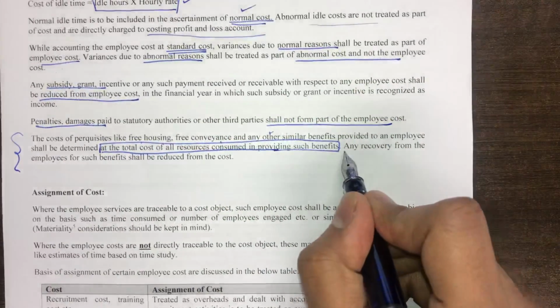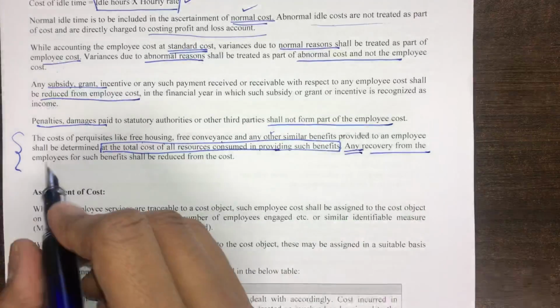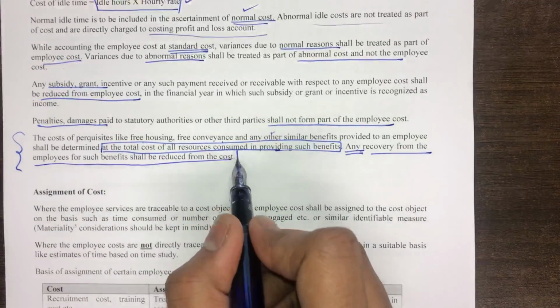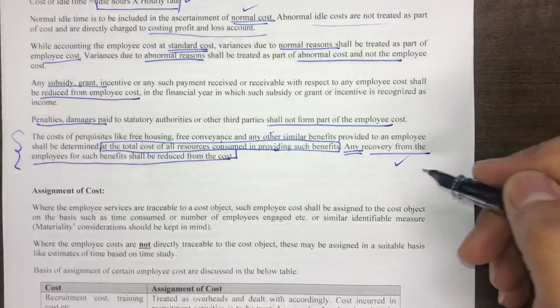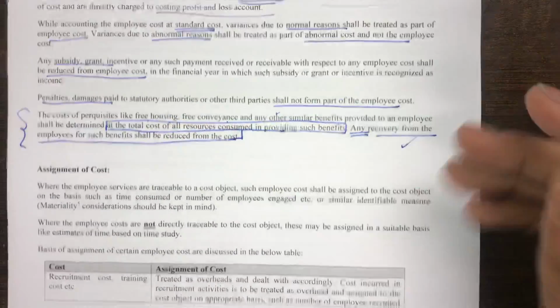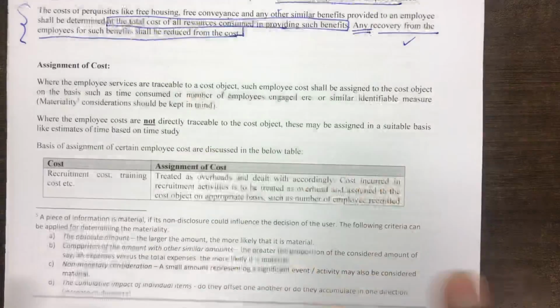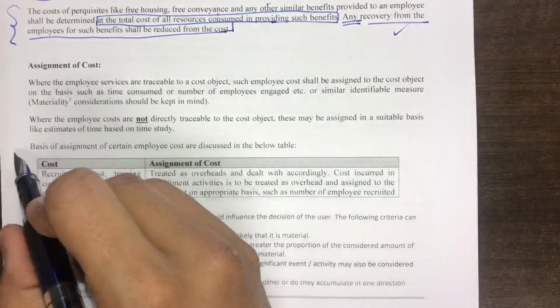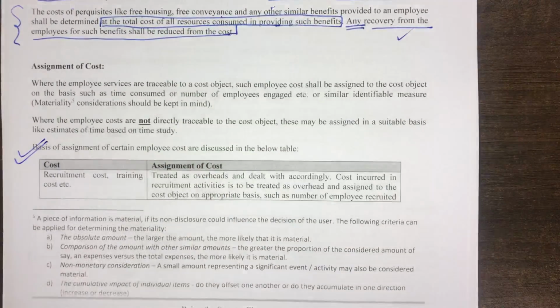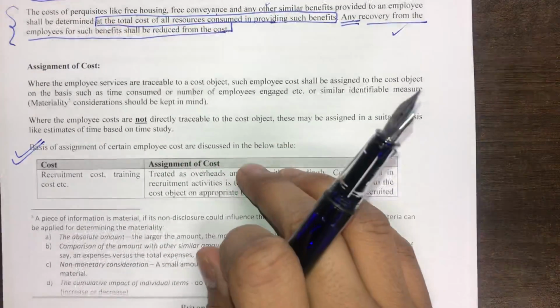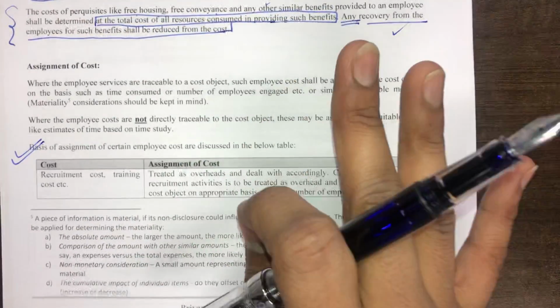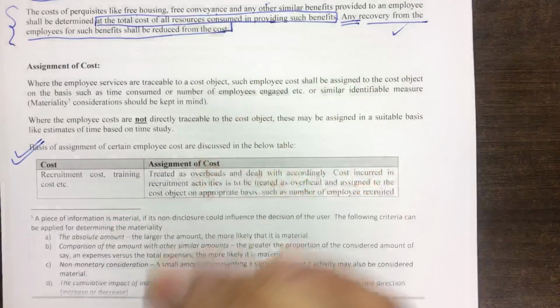A very important point here, guys: any recovery from the employees for such benefits shall be reduced from the cost. If you recover any amount from the employees, then that amount should be reduced from the total employee cost. Assignment principles are absolutely the same. I'm directly coming on to a very important aspect of this particular cost accounting standard, guys. This table will tell us a few critical aspects of employee cost and the treatments of those things.